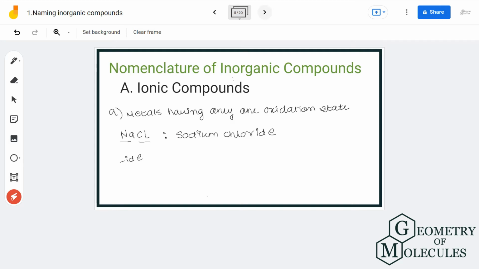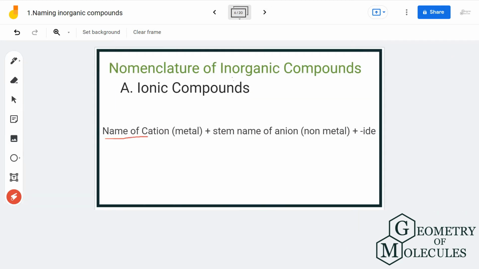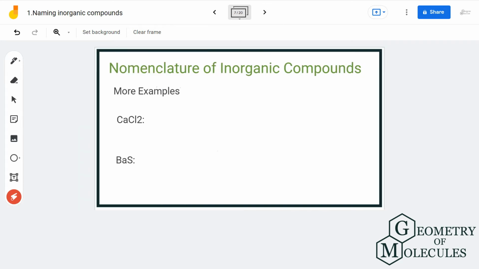So, the general form comes out to be name of cation or metal plus stem name of anion or non-metal plus the suffix ide. Let us see some more examples. Let us take an example of CaCl2. Name of the metal, that is calcium, plus stem name of non-metal, that is chlor, and suffix ide, that comes out to be calcium chloride.